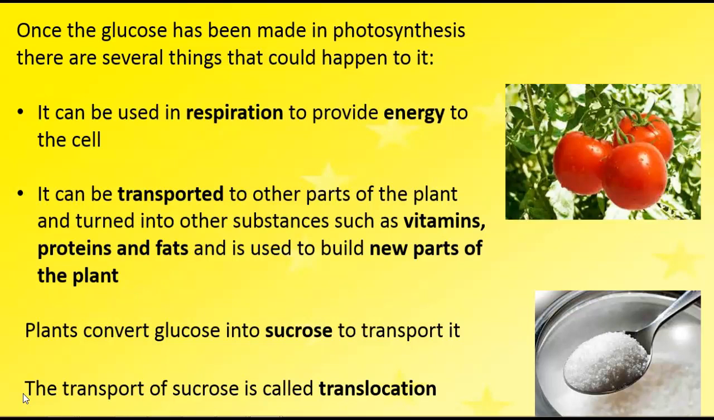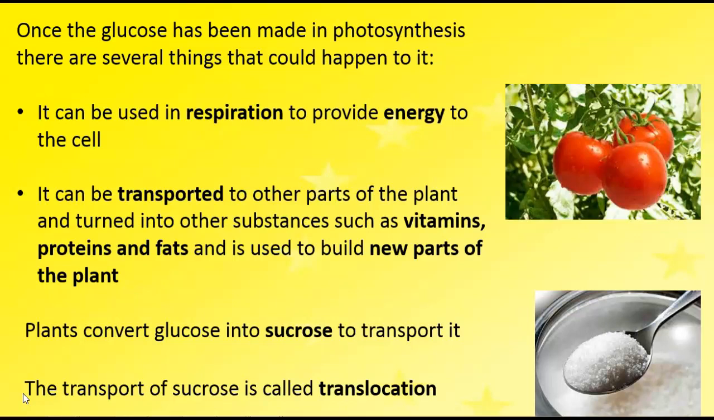The other thing that happens to the glucose is that it is converted into every other part of the plant, and so as the plant grows, it uses that glucose to grow and to become new leaves, new shoots, new flowers, new petals, vitamins, proteins, anything you can think of in the plant. It initially started out as that glucose.